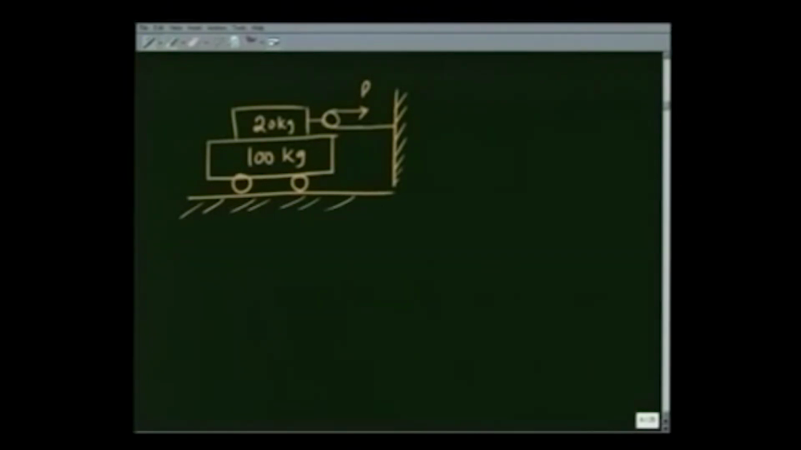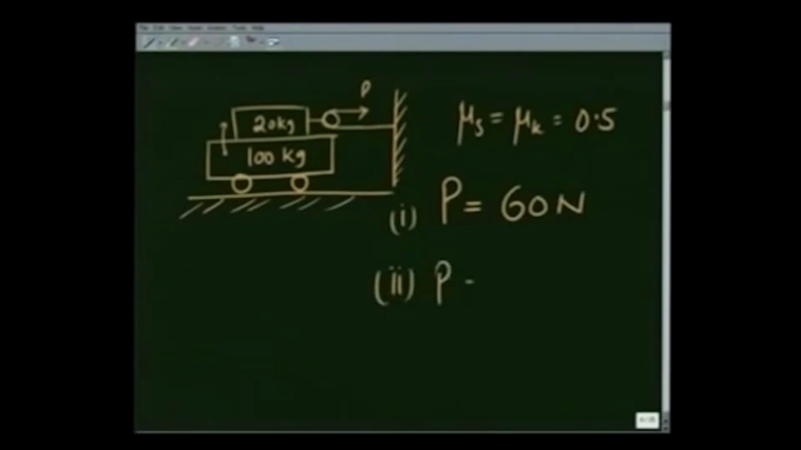The coefficient of friction, whether static or dynamic, let's take it to be the same, between these two masses is given to be mu s, almost the same as mu k, is equal to 0.5. And we would like to know what are the accelerations of the two masses in case P is 60 newtons, case 1, and case 2 when P is 40 newtons. Let us see what happens in the two cases.